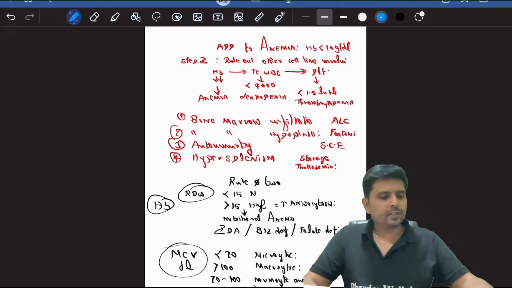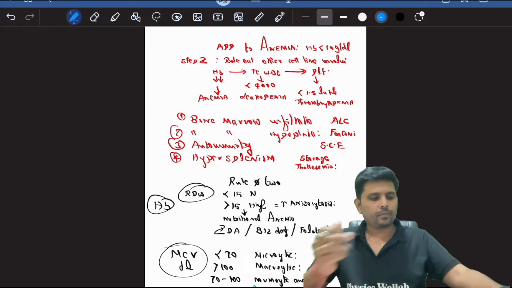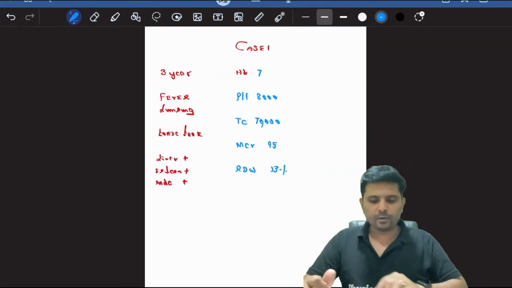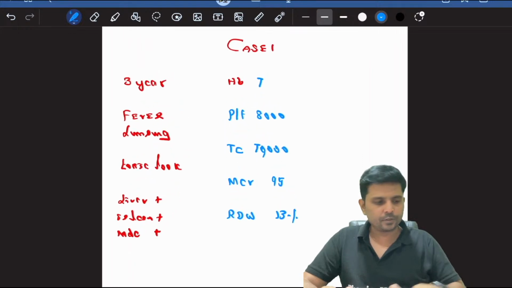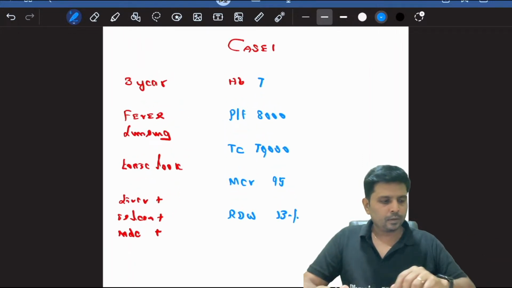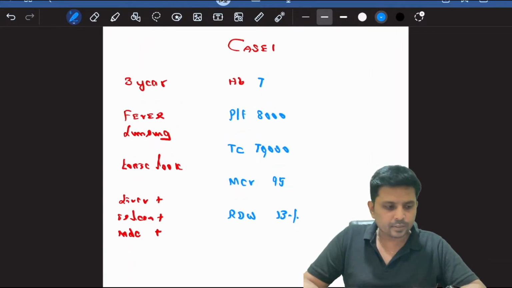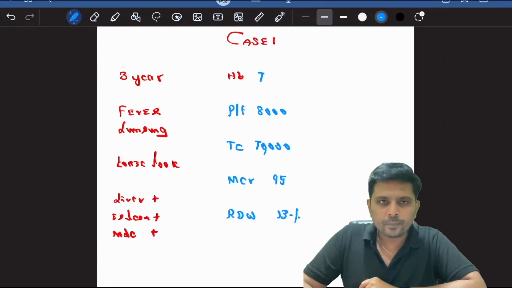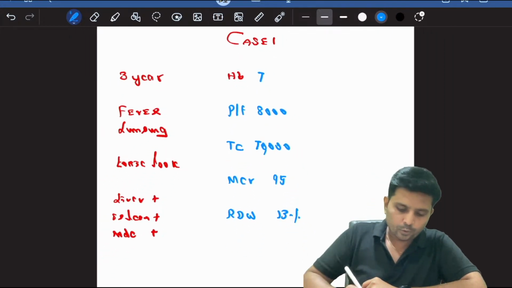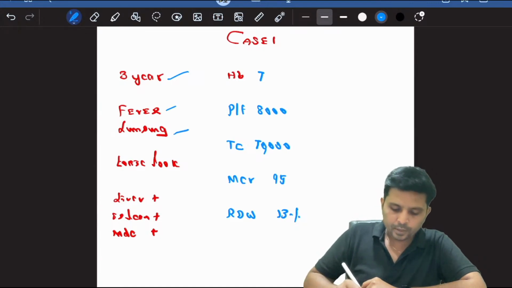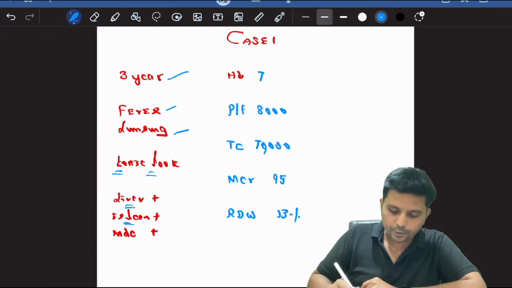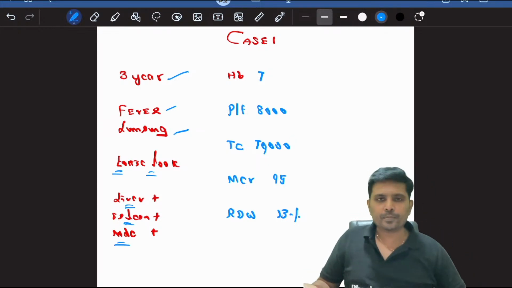Let's go to case scenario. Case number 1. What is this case? Look at this. This is a 3-year-old child. Fever is there. Limping gait is there. The child is having toxic look. Hepatomegaly, splenomegaly, lymphadenopathy is present.